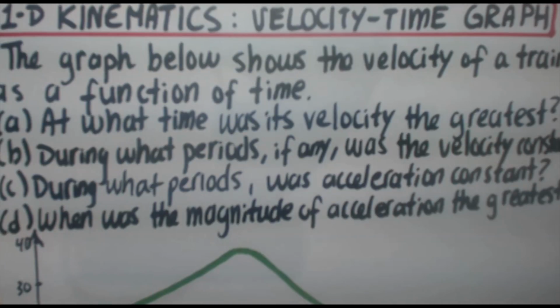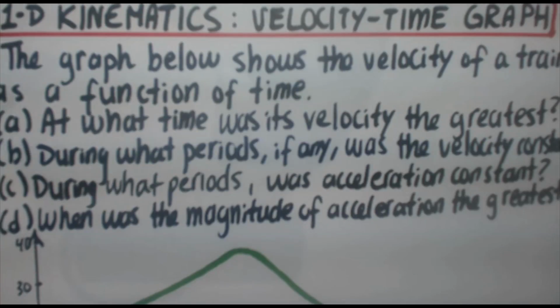Okay, so the graph below shows the velocity of a train as a function of time. A, at what time was its velocity the greatest? B, during what periods, if any, was the velocity constant? C, during what periods was acceleration constant? And D, when was the magnitude of acceleration the greatest?